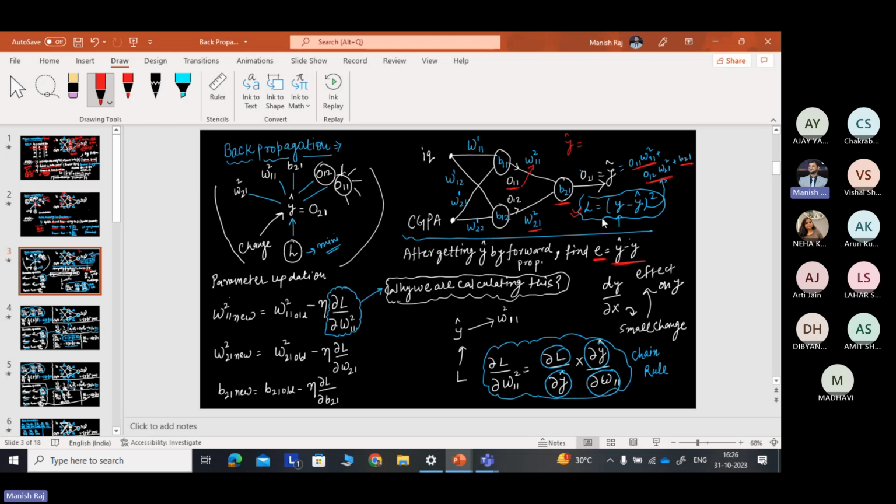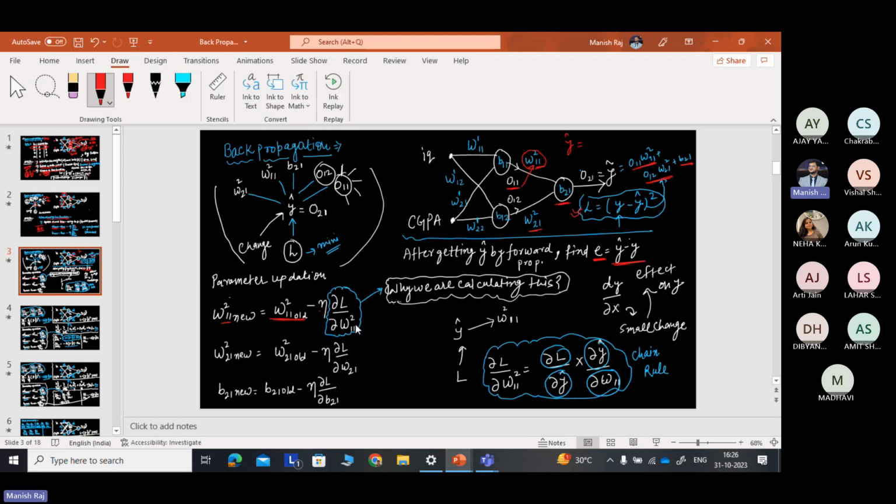Now you will take first W1 new. You want to find out the new value of this. So whatever the old value, you will take it here, and multiply with the learning rate and the loss function derivative. And this is W11. Is it clear to everyone?